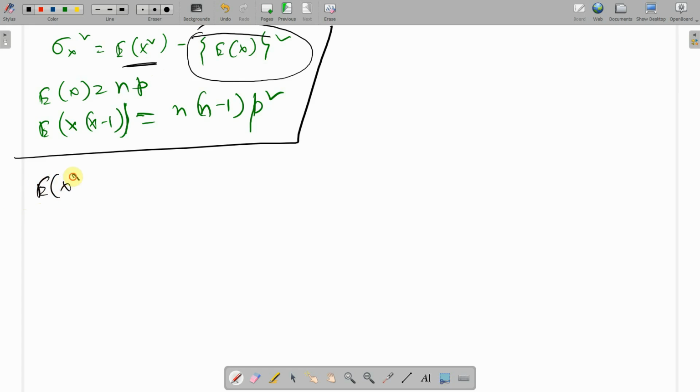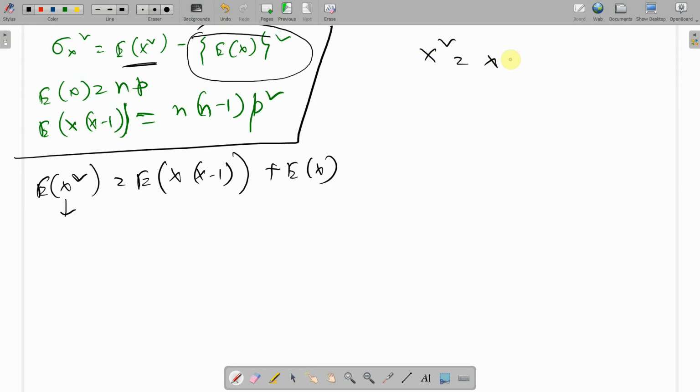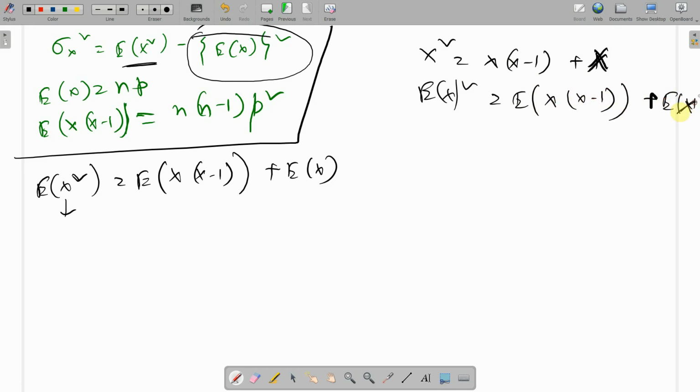So to find out E of X square, what we can do, we can write E of X into X minus 1, okay, plus E of X. इसका मतलब क्या है, मैंने X square को ऐसे लिख दिया, X into X minus 1 प्लस X. So इसका अगर मैं एक्सपेक्टेशन लेता हूँ, so E of X into X minus 1 plus X, correct.